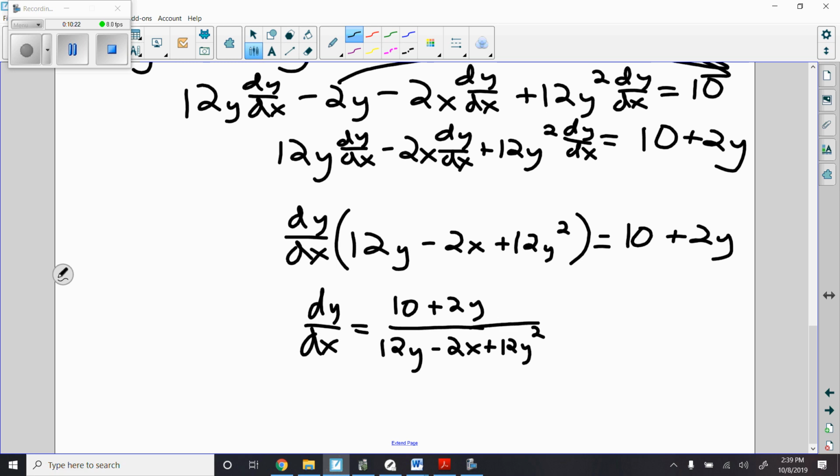Okay, and we're still having some struggles with simplifying. Okay, I can't cancel any x's or y's. It would have to be in all 5 terms. But that very first term in the numerator there doesn't have an x or a y. Okay, a lot of them have y's, but not all of them. But the one thing I can do here is divide everything by 2. So I'm going to get 5 plus y over 6y minus x plus 6y squared. There we have it. Okay, let's try one more example here.